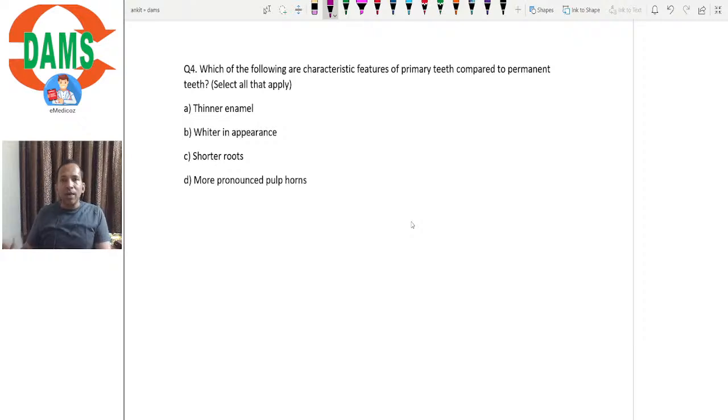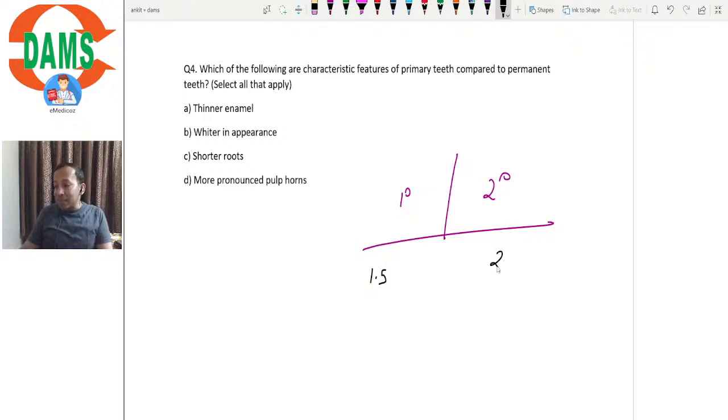Which of the following are characteristic features of primary teeth compared to permanent teeth? So primary and permanent teeth, which are the characteristic features that differentiate them, right? Option A, thinner enamel. Does the primary tooth have a thinner enamel as compared to permanent enamel? And the answer is yes. It has an overall thickness of approximately 1.5 mm, whereas permanent has a maximum thickness of 2.5 mm, right?